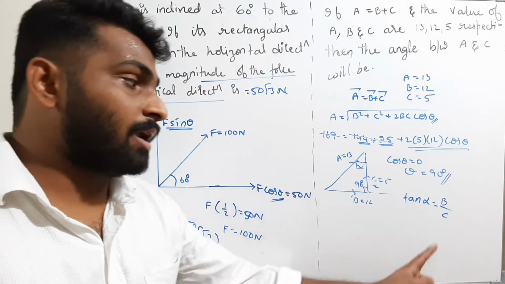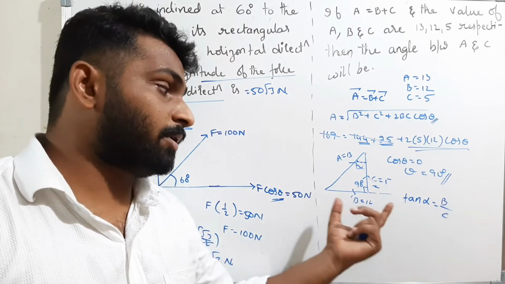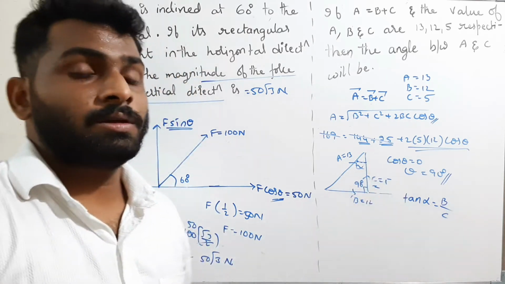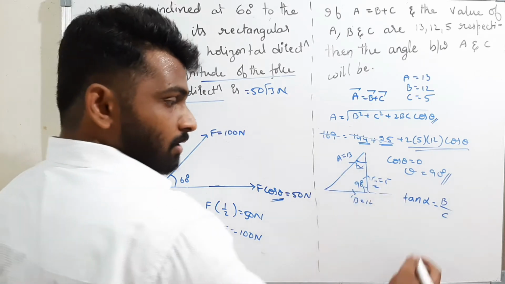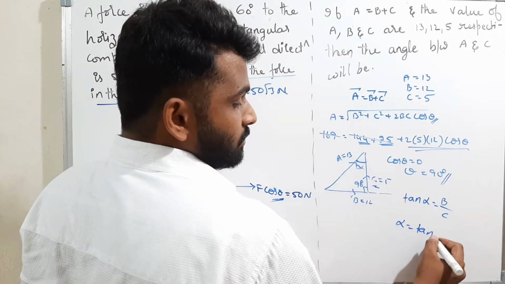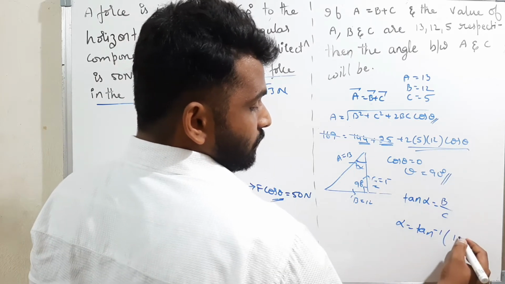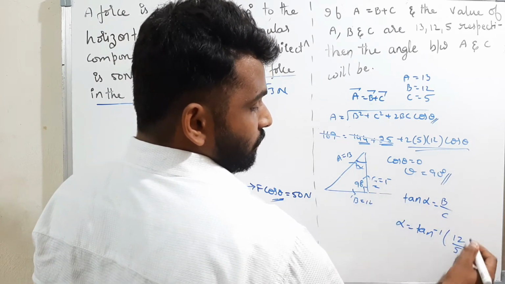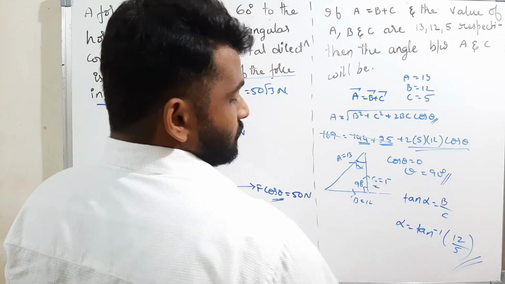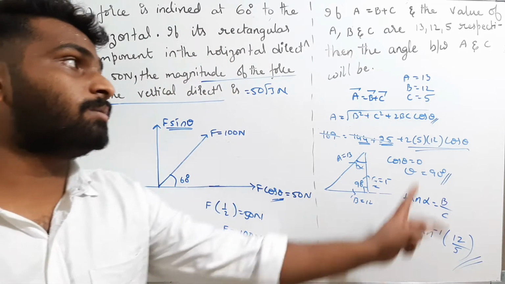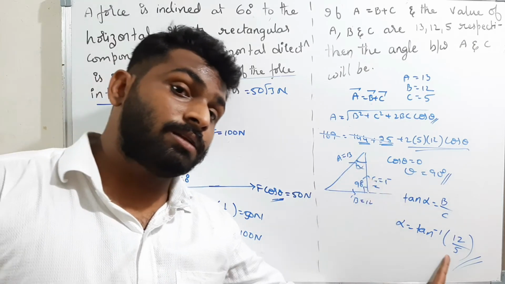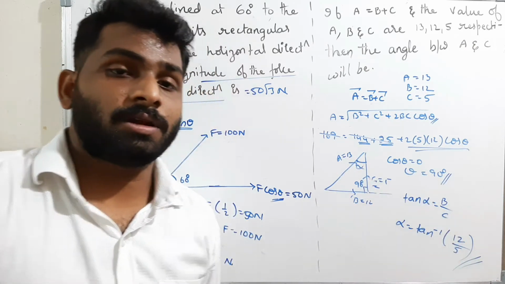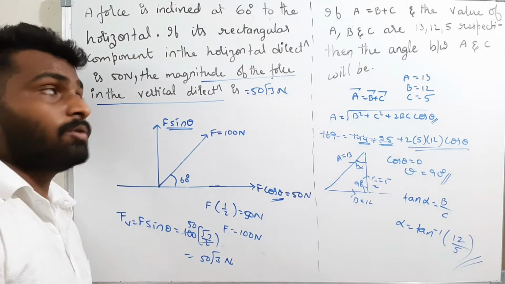Tan alpha is equal to perpendicular by base. Perpendicular is B and base is C, where alpha is the angle between A and C. Now, alpha is equal to how much? Tan inverse of B by C, where B is 12 and C is 5. That is the answer. Therefore, the angle between the A bar and C bar is alpha, and alpha is equal to tan inverse 12 by 5. I think this question is clear. Okay, now we'll see the next question.